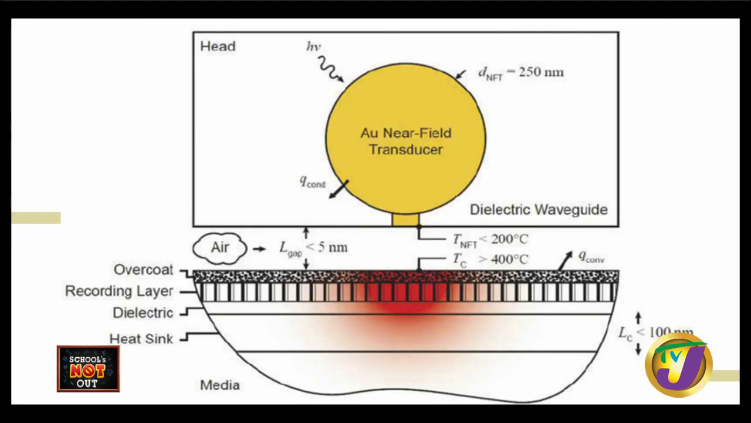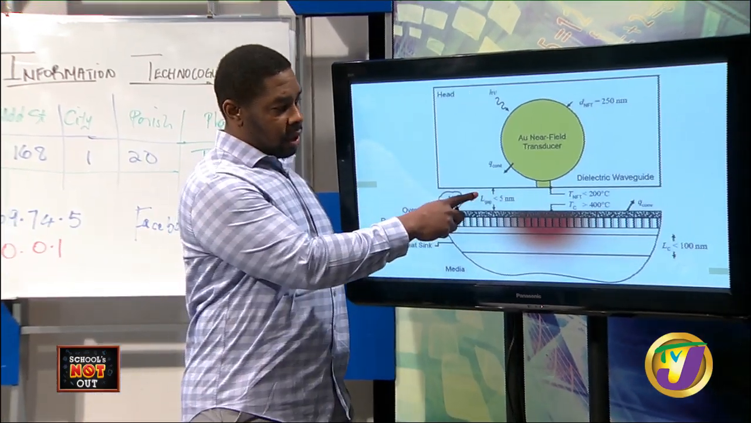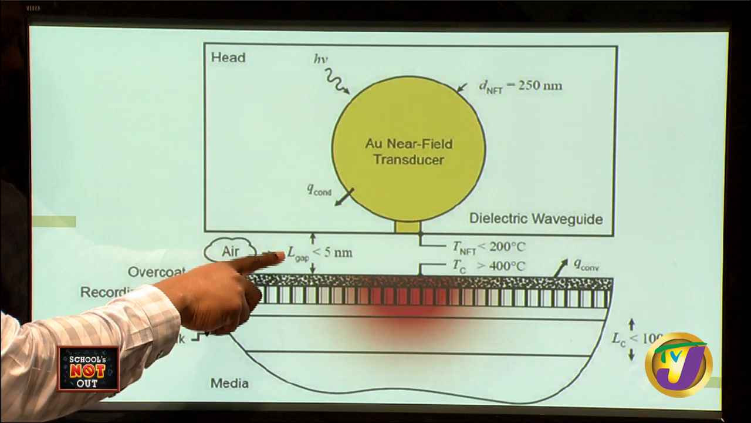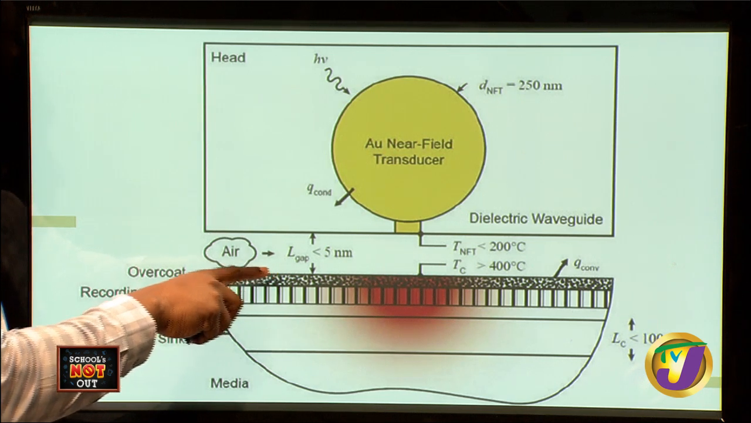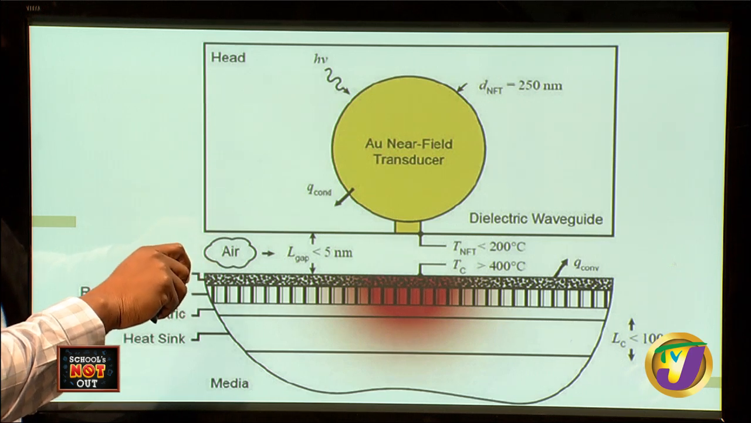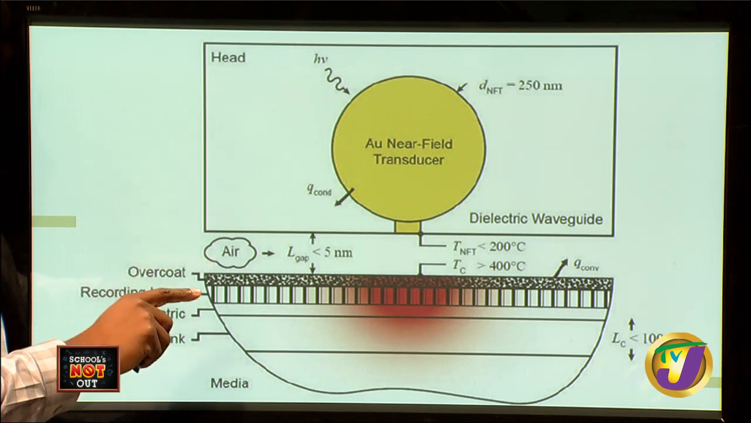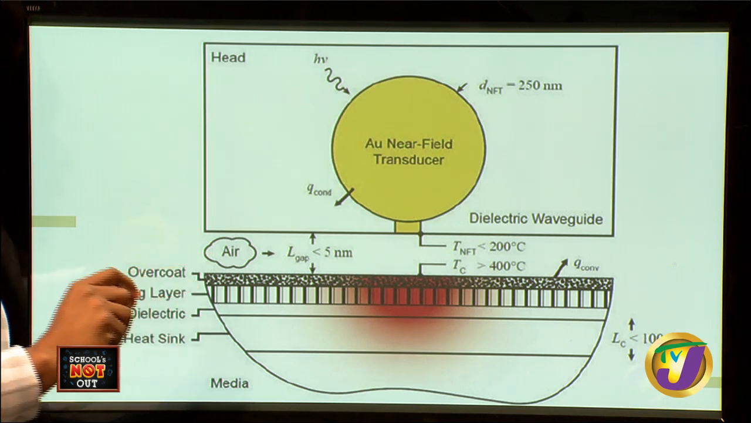Now, why was that a threat? In this particular diagram, we'll see where the read-write head has a certain clearance of about 5 nanometers from the surface of the disk. Now, a nanometer is actually 1 billionth. So the distance between your read-write head and the surface of the disk is 5 nanometers, meaning 5 divided by 1 billion of a meter. And so that is very small.